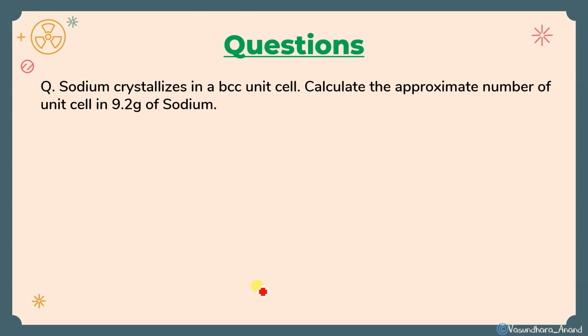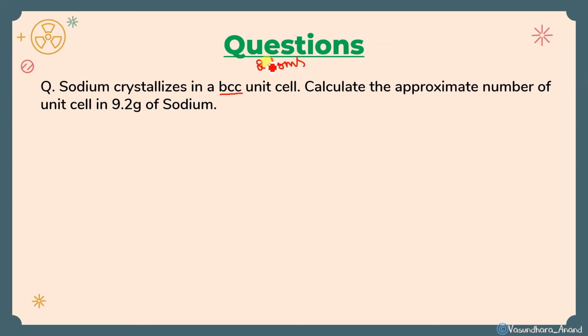Calculate the approximate number of unit cells in 9.2 gram of sodium. So you have to find the unit cells in 9.2 gram of sodium. So पहले हम क्या करते हैं, we will find this. देखो अब ये BCC है, isn't it? So BCC का मतलब एक यूनिट सेल में कितने होंगे, 2 atoms होंगे. 2 atoms are present in 1 unit cell, isn't it?